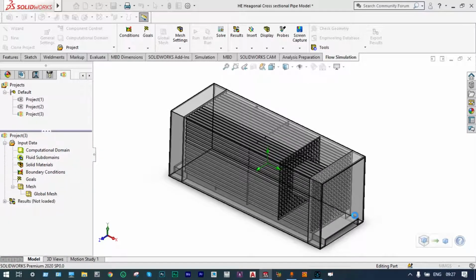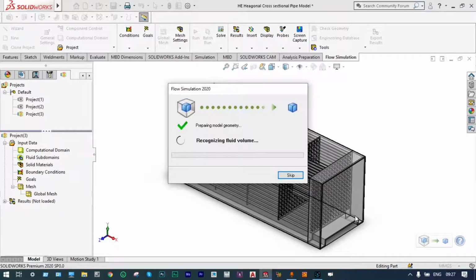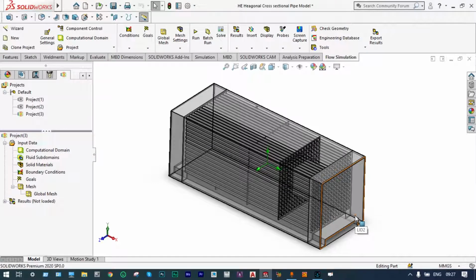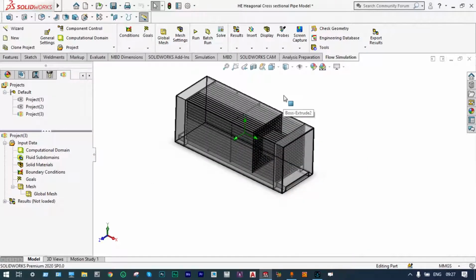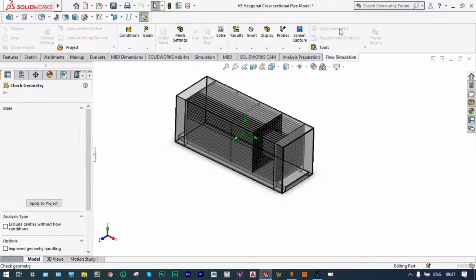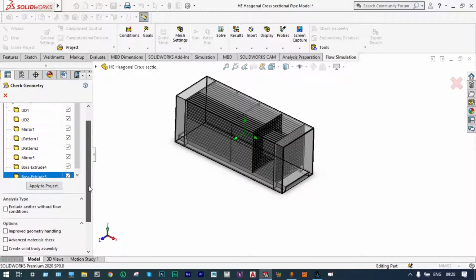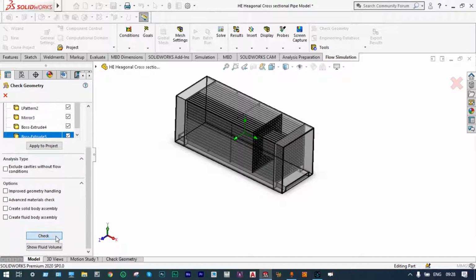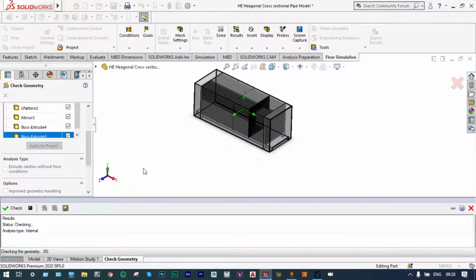Now we can see the computational domain. It is being generated. It's preparing the model geometry, and it is recognizing the fluid volume, because for analysis we want to have a closed volume. For that we need to have specific volume inside and a closed entity. Anyway, if we want to check that volume whether it is okay or not, we can check it from here itself. Let us check the geometry. It is showing status is being checked. Status is successful, so geometry is okay.